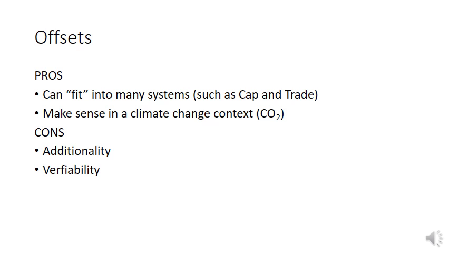So what's wrong? What are the cons of something like an offset? Well, broadly speaking, we'll think of two cons. We call them additionality and verifiability. But let's think conceptually of what these cons might be before we start to define them, right? The trickiest thing about offsets is the fact that they're measured with respect to the baseline.